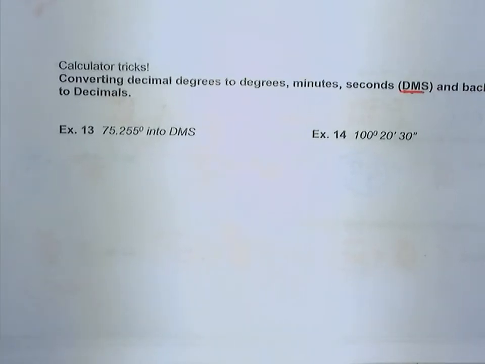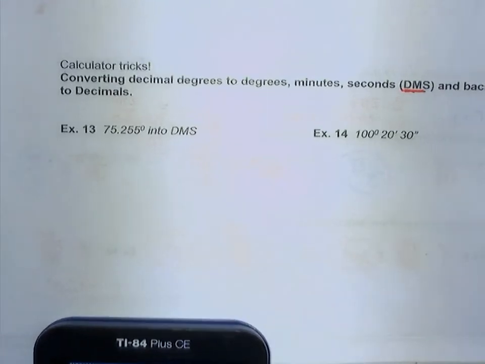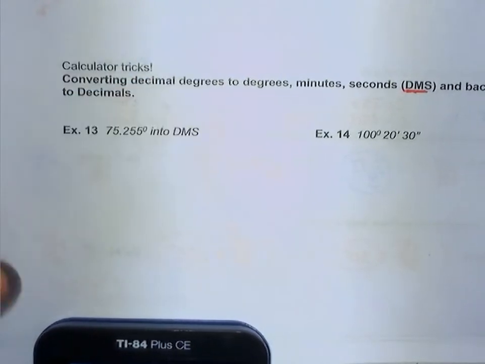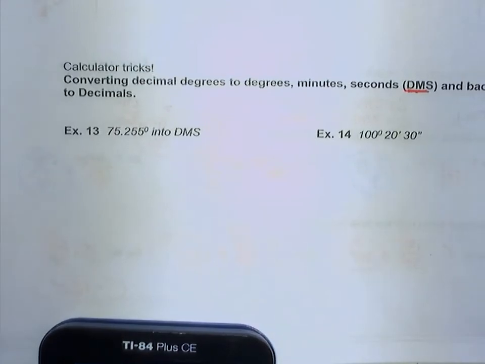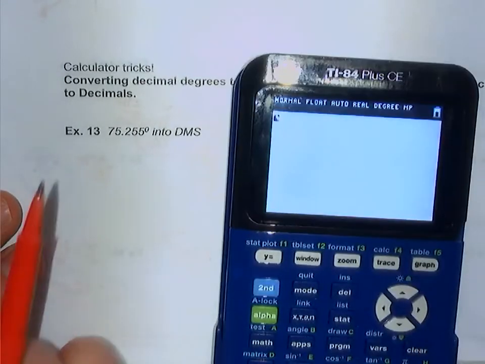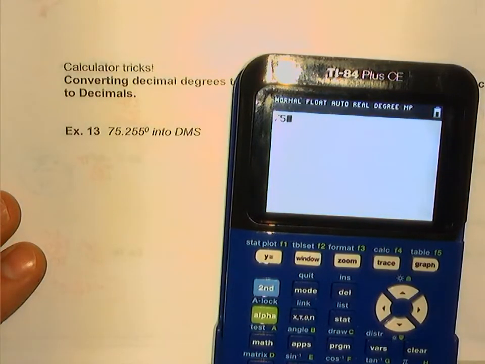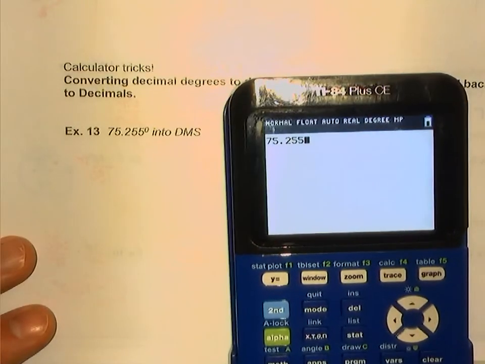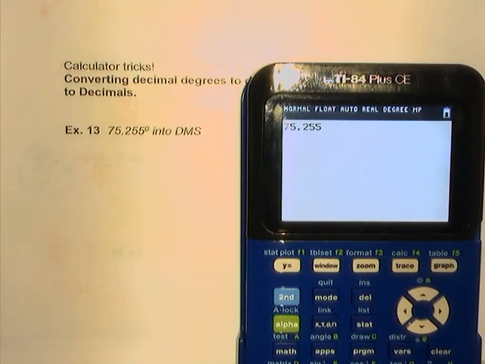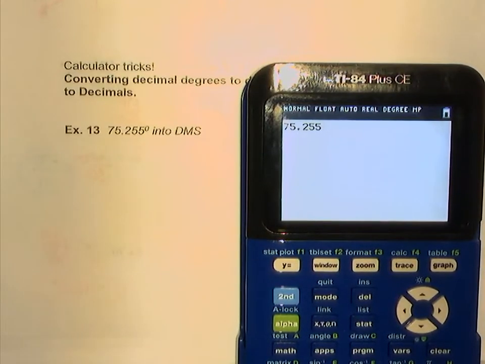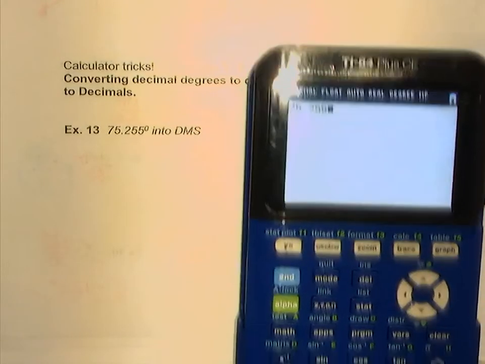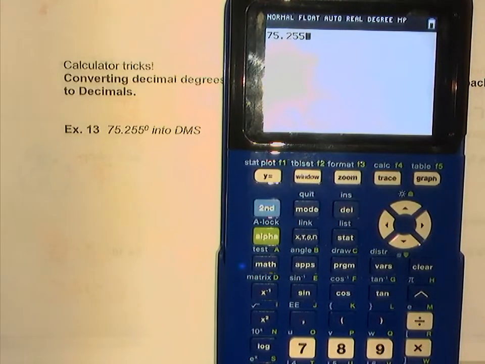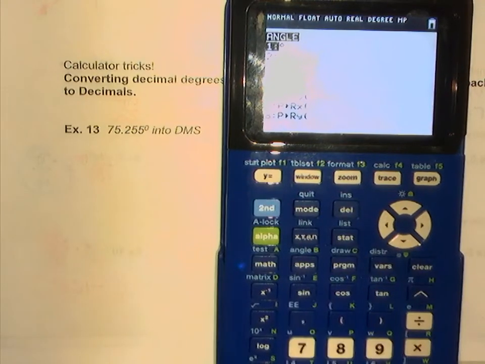Anyways, that's what we're going to do, guys: convert things from decimal degrees like this one into something that looks like number 14, with degrees, minutes, and seconds. So here we go. I'm going to type this in like you have it here. I got 75.255, and then I have to find the angle menu. Where do you see the word angle on your calculator? Yeah, it's apps. Right next to the math menu is the apps menu. So if you press second apps, you'll see the angle menu.